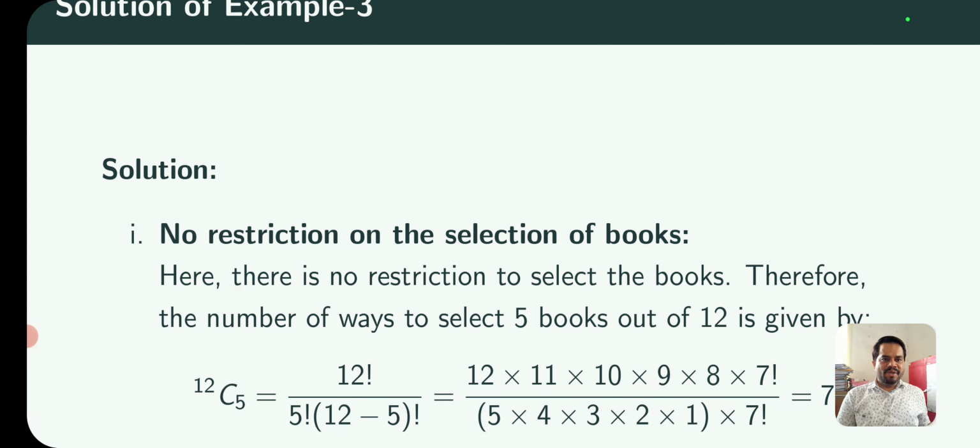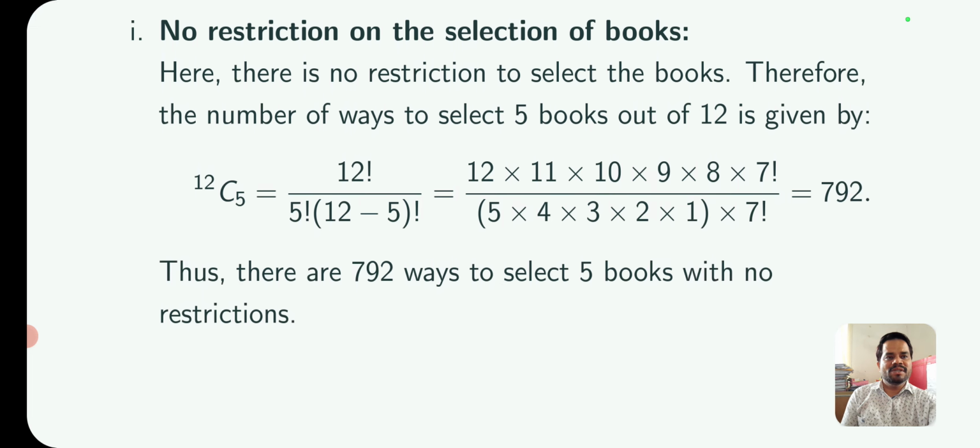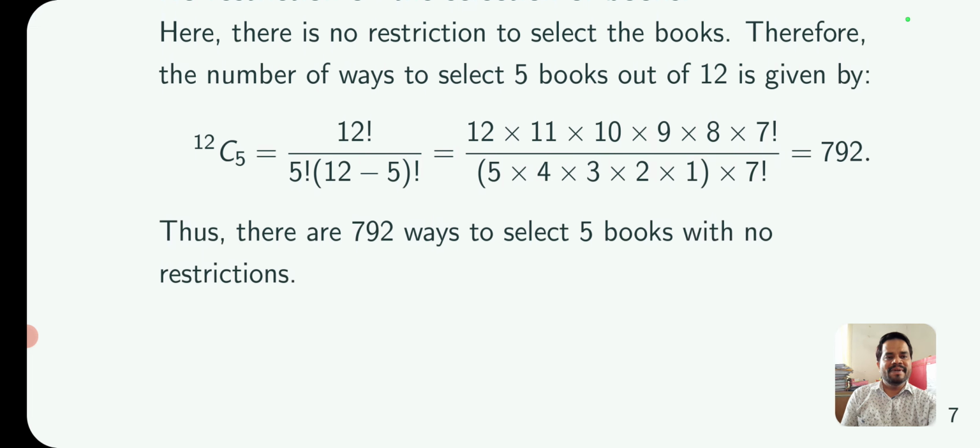No restriction on the selection of the books means you can select any books. We have to select 5 books out of 12 books, so in 12C5 ways. Simplifying, we get 792 ways to select the 5 books with no restriction.